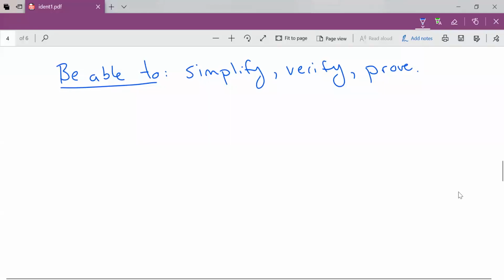All right, what do we need to be able to do with these identities? In this unit, we really need to be able to do 3 things. We need to simplify, we need to verify, and we need to prove identities. In this lesson, we're going to do the first 2. We'll leave proving until the next lesson.